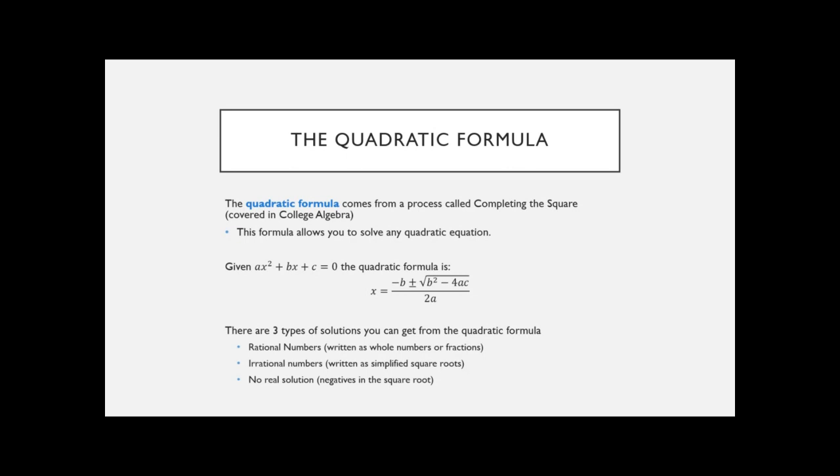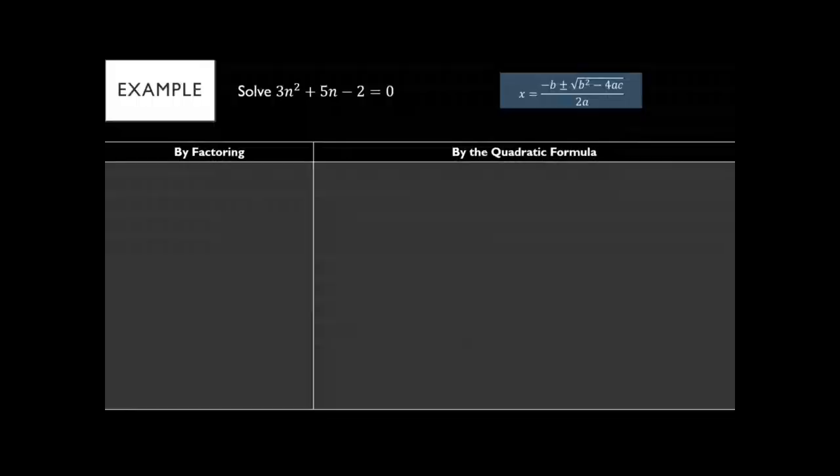If you get a solution that's a rational number, that means you could have factored, because factoring always results in rational numbers. So whenever possible, I try to factor just because it's quicker. But there are some where you just cannot factor and you have to use the quadratic formula. So basically all we're going to do is just practice using this formula.